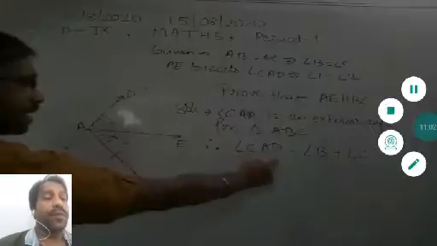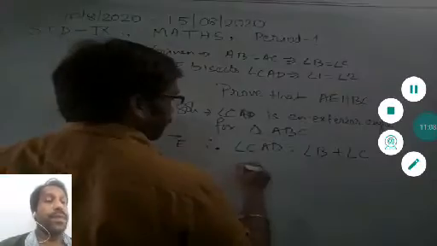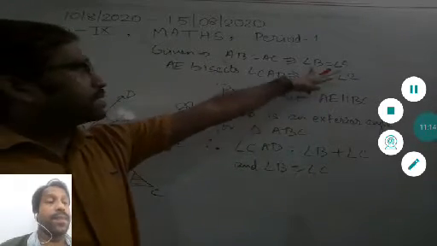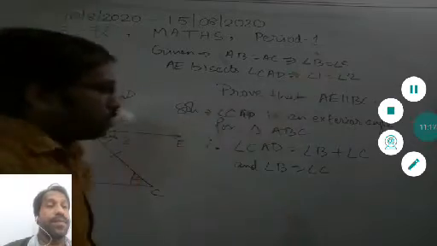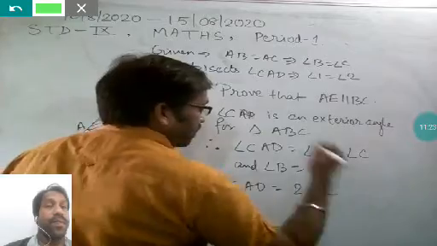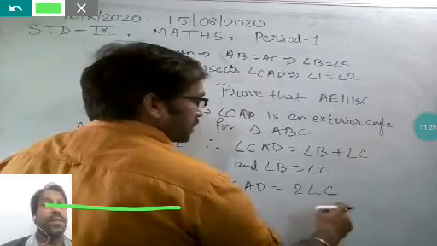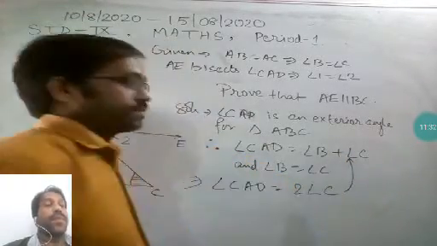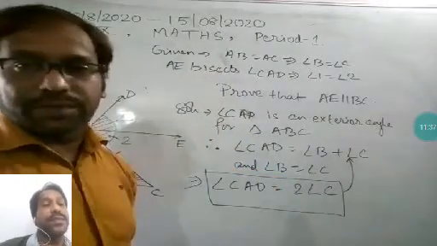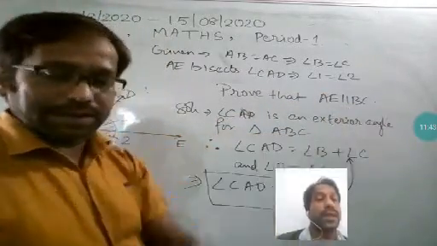Mainly what we have to prove actually. See here class, I would like to show you what we have to prove here. Angle CAD is equal to twice of angle C. Why? Because angle B is equal to angle C, so I can write angle CAD is equal to angle B plus angle C, meaning twice of angle C also.